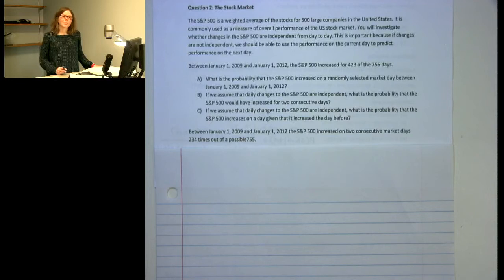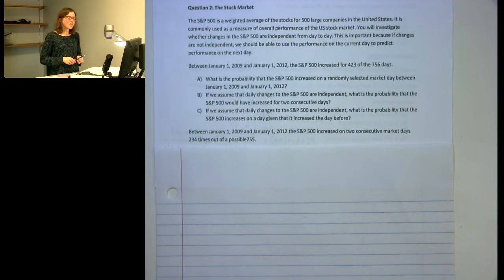This video is going to work through question 2 from the Chapter 1 review exercises. Question 2 is looking at the stock market. The S&P 500 is a weighted average of stocks for 500 large companies in the United States, and it's commonly used as a measure of overall performance of the U.S. stock market.